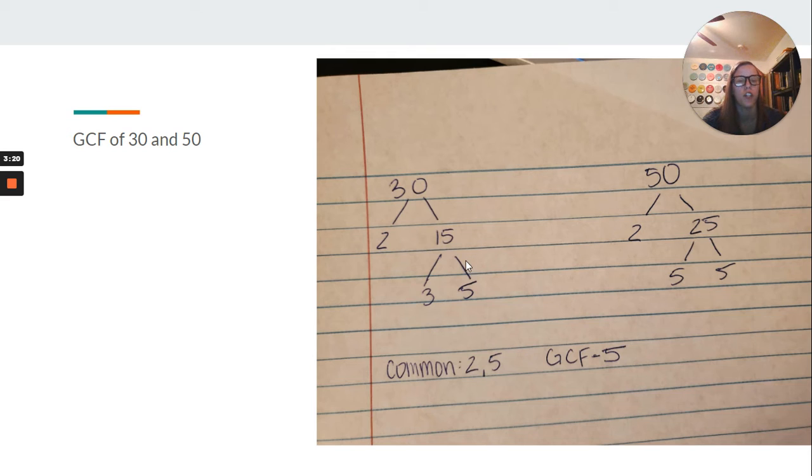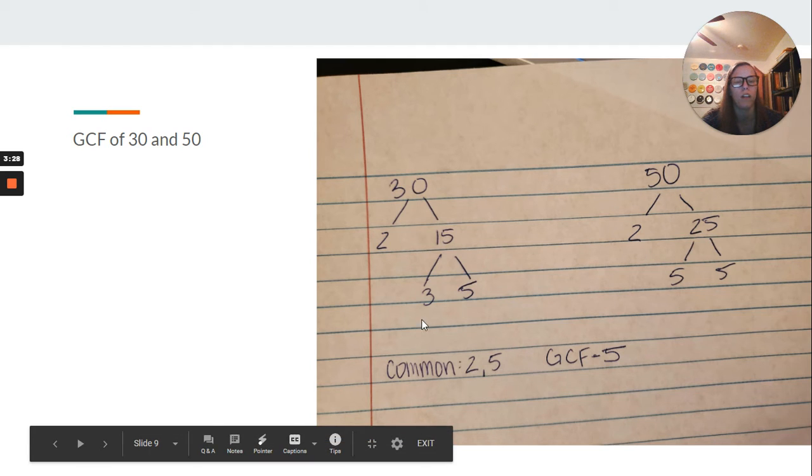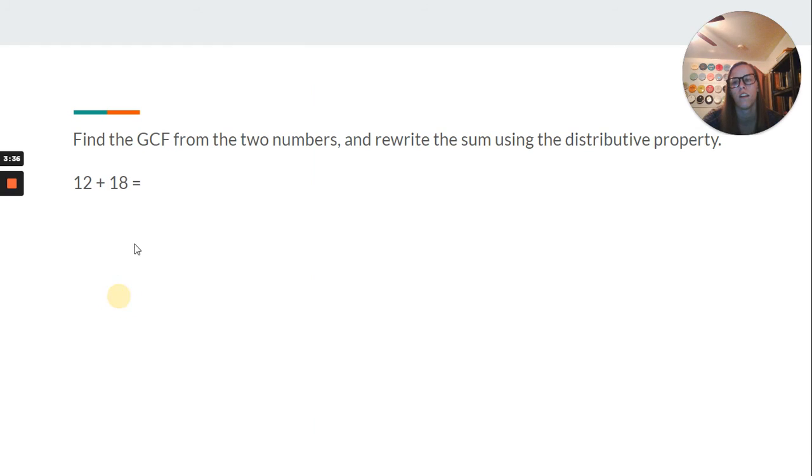So to check, you can go back. 5 times 3 is 15, times 2 is 30. 5 times 5 is 25, times 2 is 50, okay? So the common ones are 2 and 5. The greatest is 5. That's just another way of doing it. If it helps you to visualize that, that's fine.